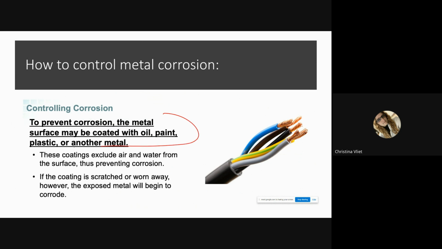If we want to prevent corrosion, this is controlling metal corrosion, we can do this by coating the surface of the metal with something that's non-reactive. Something like a less reactive metal on the activity series, or an oil, a paint, a plastic. It says here another metal. I would say a less reactive metal to be specific. Not any metal, a less reactive metal.